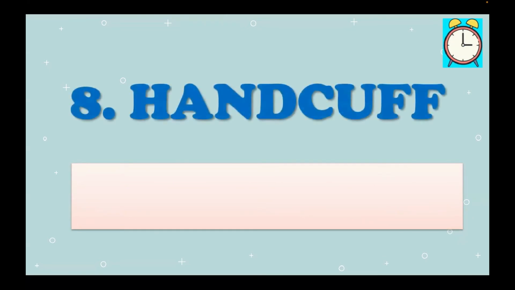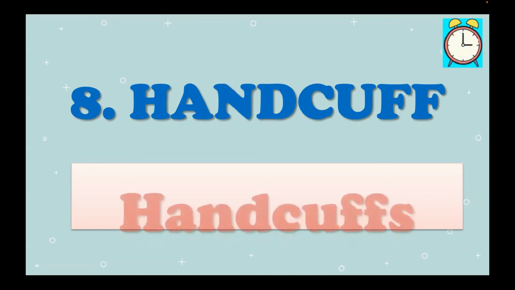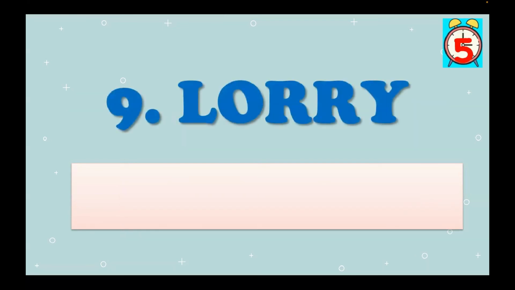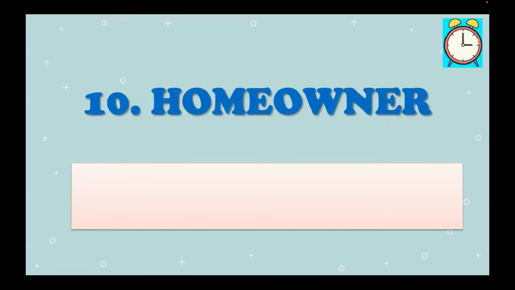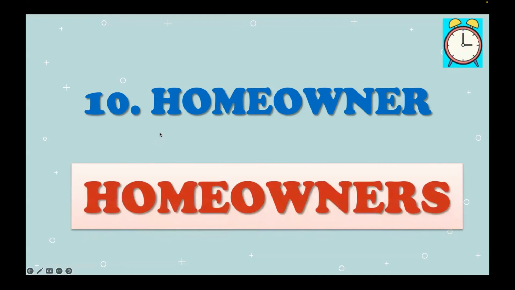Next word is handcuff. The plural of handcuff is handcuffs with S. Number 9 is lorry. The plural form of lorry is lorries. Change Y to I and add ES. Lastly, number 10 is homeowner. What is the plural of homeowner? The plural of homeowner is just simply add S, homeowners.